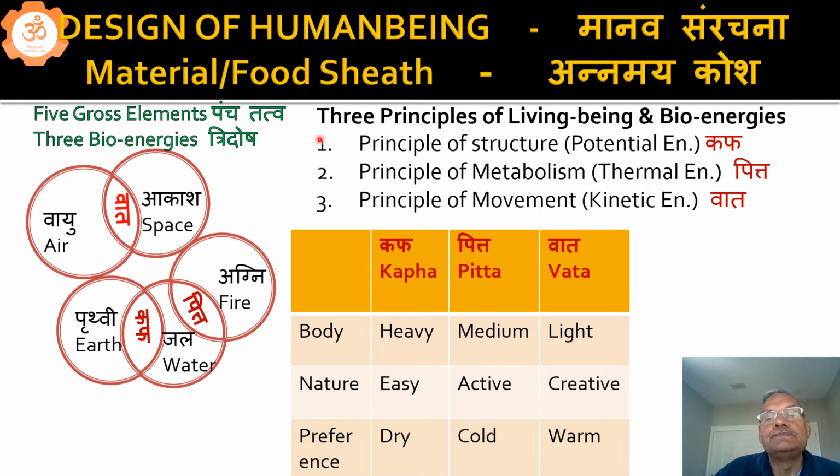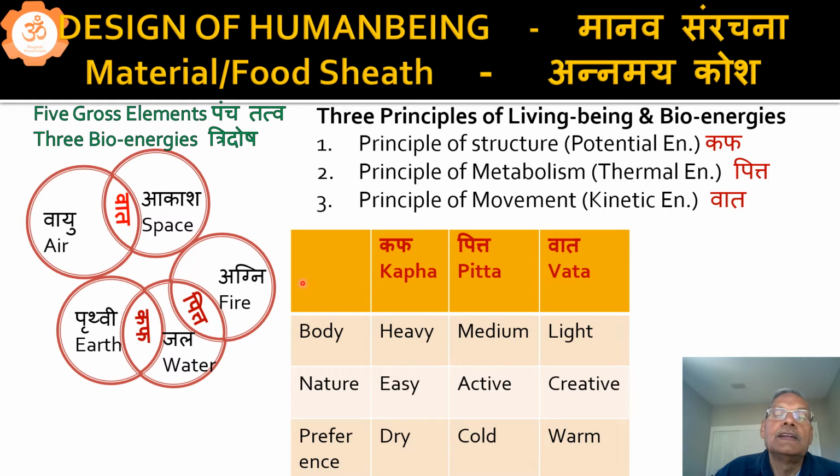If we see how the body, nature and preferences could be judged through Kapha, Pitta and Vata: if you have a predominant Kapha nature, then your body will be heavy. If you have a Pitta type of nature, then your body may be medium. If you have a Vata type of nature, then comparatively your body structure will be light.